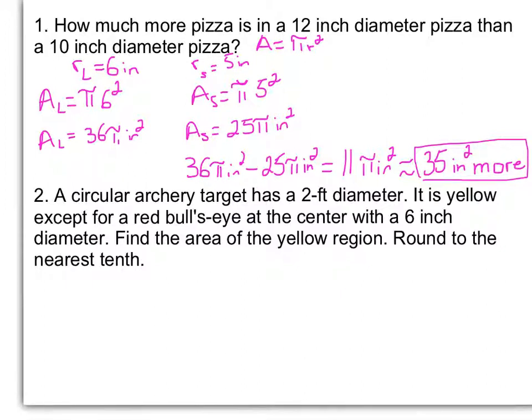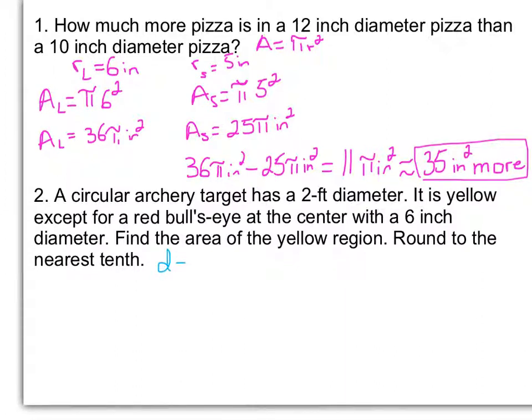Number 2 says a circular archery target has a 2-foot diameter. It is yellow except for a red bullseye at the center with a 6-inch diameter. Find the area of the yellow region, round to the nearest tenth. So the target's diameter is in feet, whereas our red bullseye's diameter is inches. So let's convert the target's.